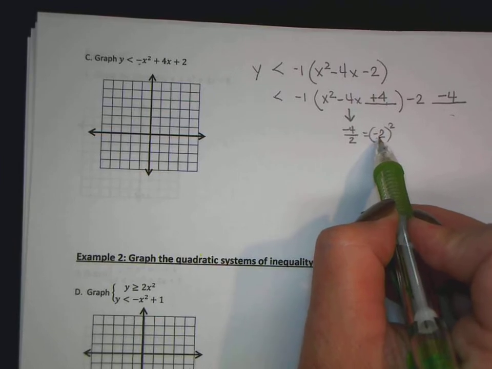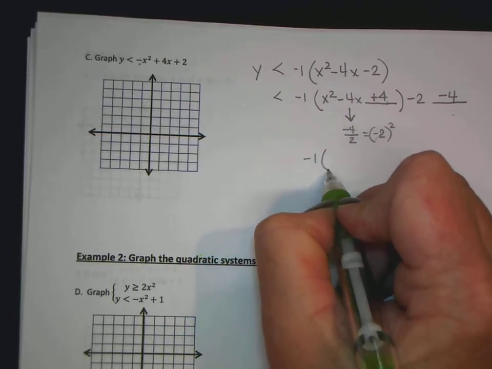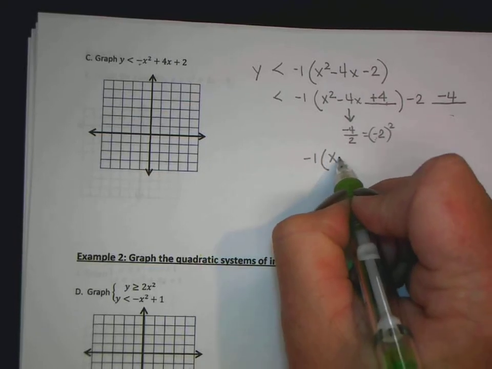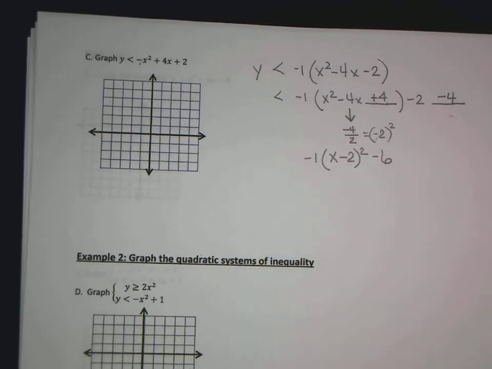Remember, that's your key right here. That tells you what this factors to. So now you have negative 1. All that does is tells you it's a reflection. X minus 2, all squared, minus 6. So what do we know?